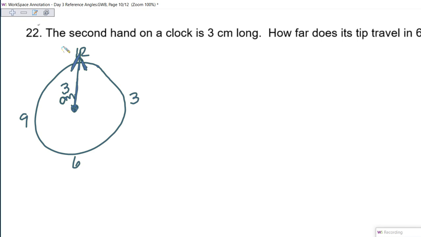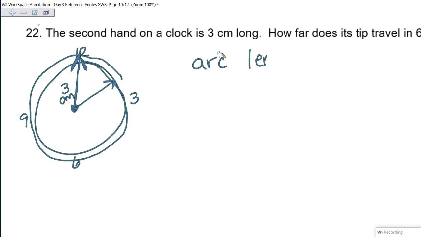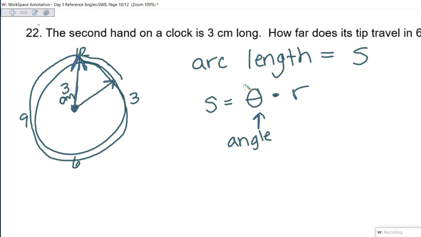So here would be 60 seconds at 1 complete revolution. So how many more seconds do I need to go around? 8. So it's going to stop somewhere about here. So we have to figure out what distance that tip traveled. So here we're talking about the arc length. We're talking about the distance around the circle. And there's a formula to calculate arc length. When we talk about arc length, we use the variable s. And the formula to calculate the arc length is theta times the radius. So theta is just our angle, and r is the radius.